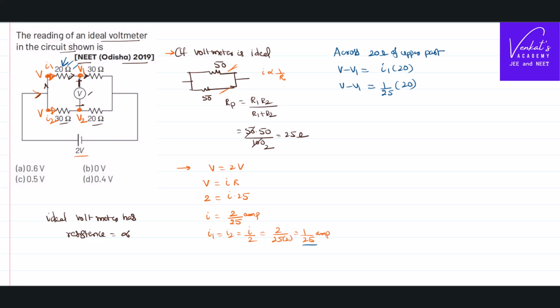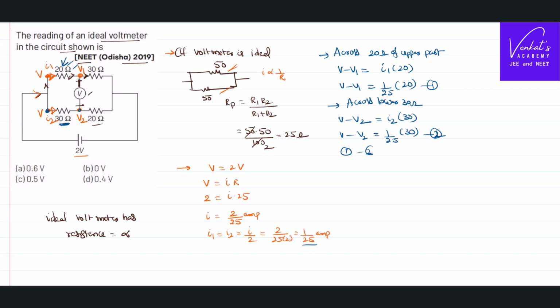Similarly, across the lower 30 ohms, I can write again V minus V2, that is this and this, can be further written as I2 and R, where R is 30 ohms. So V minus V2 is I2, which is also 1 by 25 times 30. Let me call this equation number 1, this equation number 2.